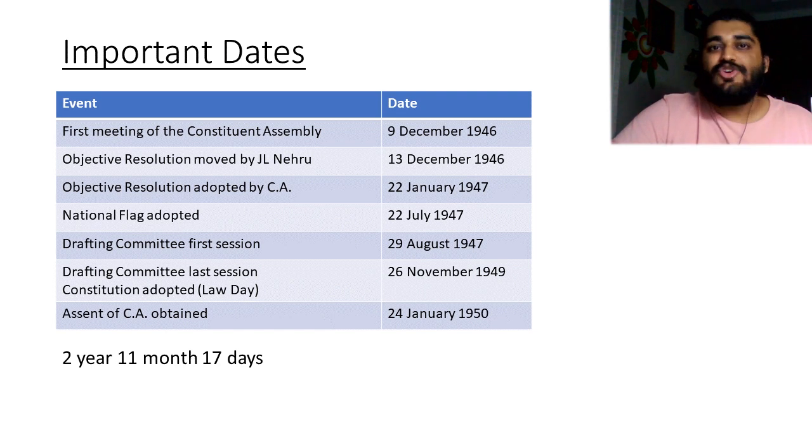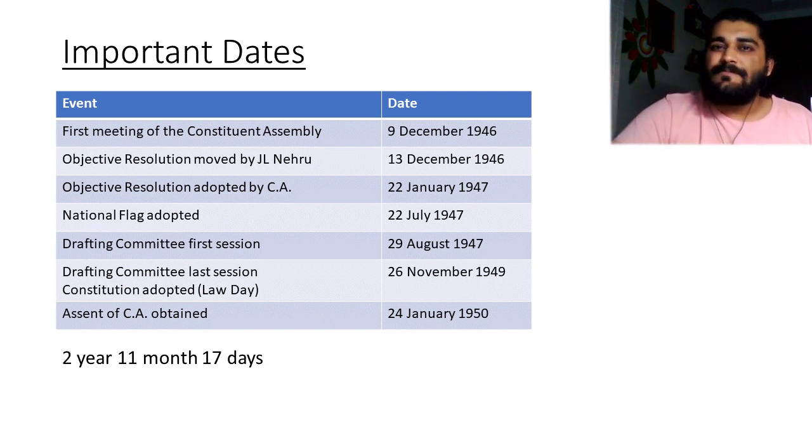These are important dates. What is also important to note is that the objective resolution that was adopted by the Constituent Assembly is what eventually became the preamble to the Constitution. Nehru was very influenced by the US Constitution in making this objective resolution, which is why a lot of our preamble is similar in language to the US Constitution.